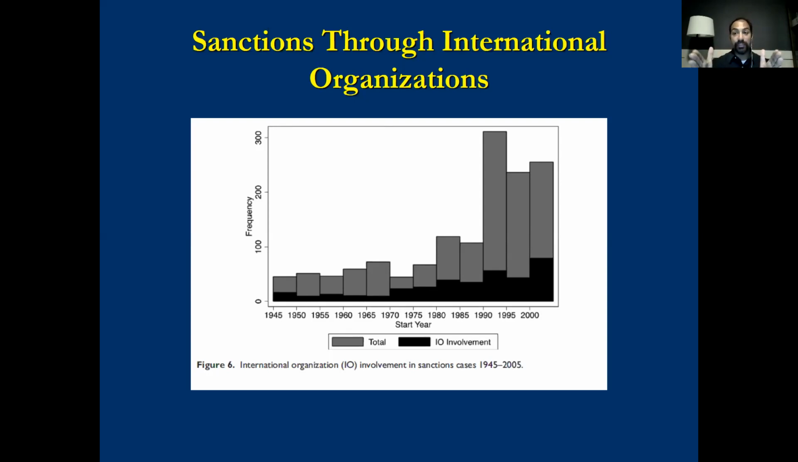But if it's done through an institution, institutions tend to take control over these efforts and internationalize them. Enforcement efforts become more internationalized, and so it minimizes the existence of free riders. So we're seeing more sanctions through institutions, which also increases the probability to succeed.